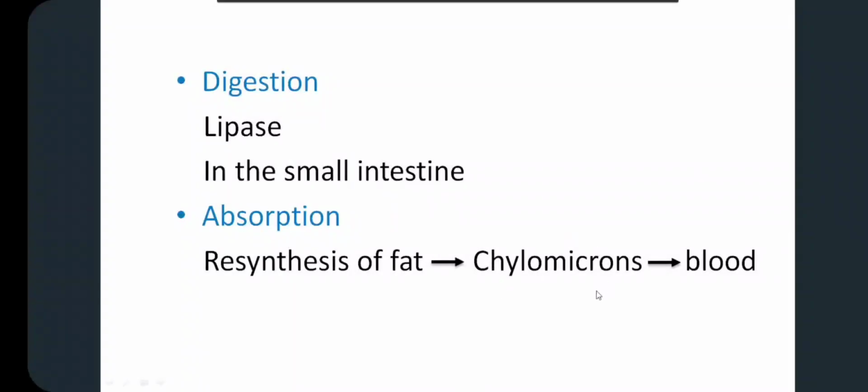chylomicrons. And these chylomicrons can be released from the cell by exocytosis, since they are too large to traverse the membrane any other way. Usually, after a fat-containing meal, these lipoproteins, the chylomicrons, enter the bloodstream and give the blood a milky appearance and temporarily increase the fat and cholesterol levels. Okay, so this is the digestion and absorption of fat.